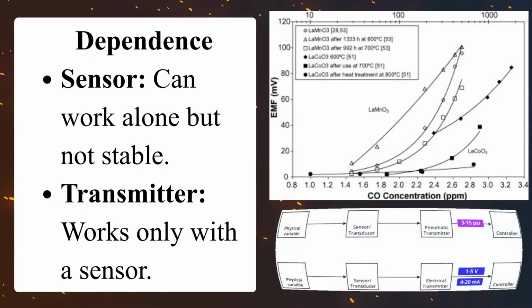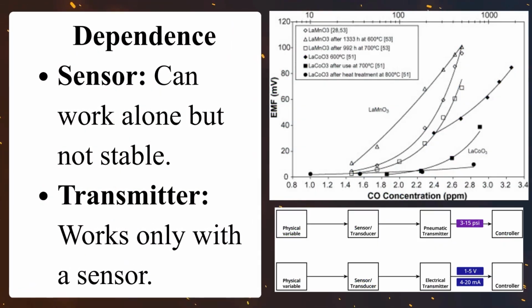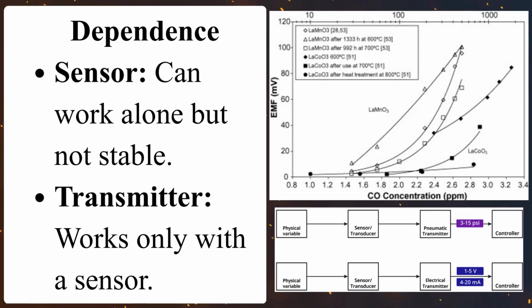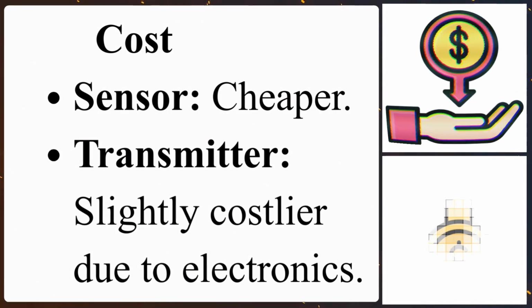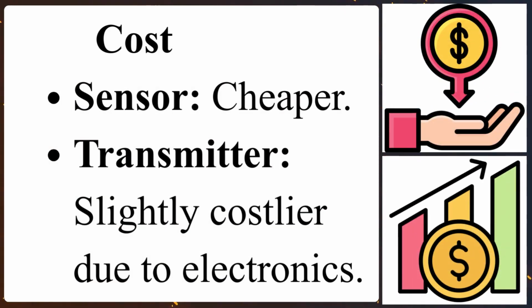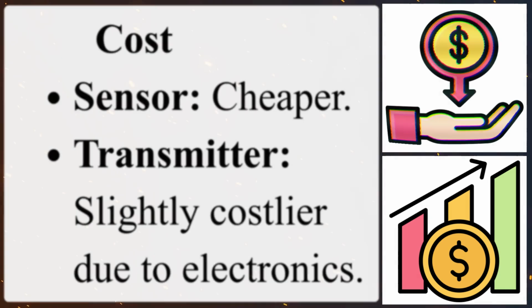6. Dependence. Sensor can work alone but not stable. Transmitter works only with a sensor. 7. Cost. Sensor cheaper. Transmitter slightly costlier due to electronics.